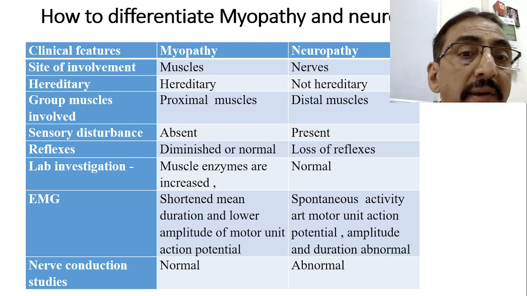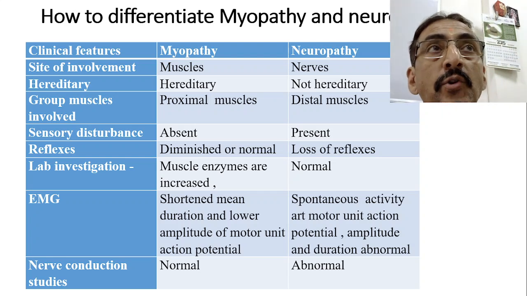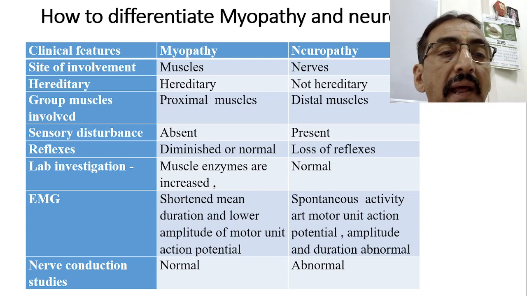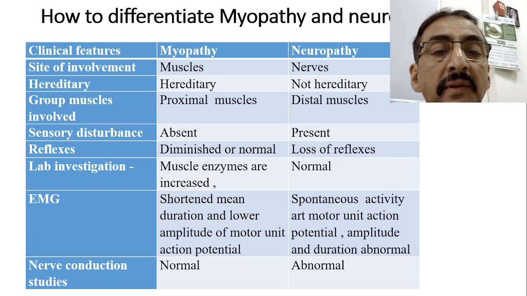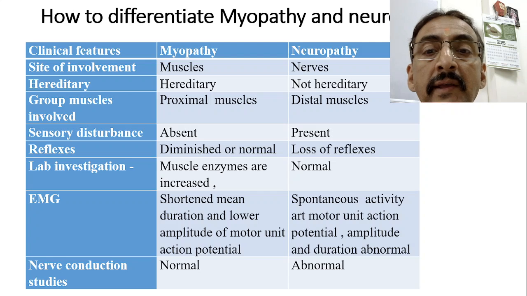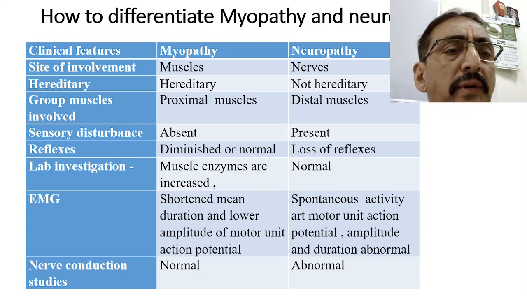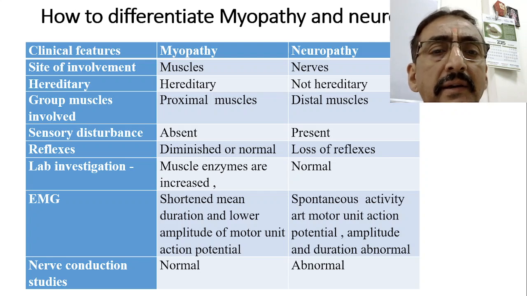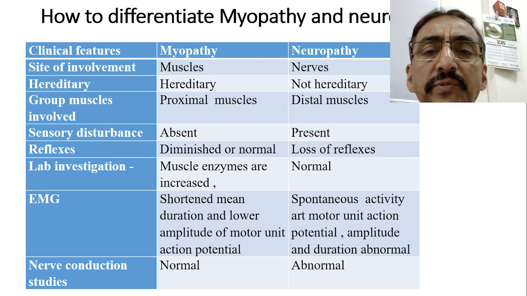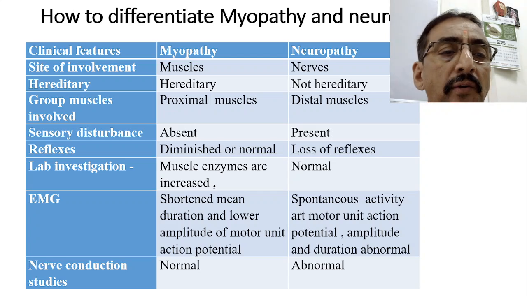Then talking about lab investigation, for myopathy we commonly go for investigations like muscle enzymes, where we find the muscle enzymes are increased. Whereas in neuropathy, if you go for lab investigations like muscle enzymes, muscle biopsy, etc., the muscle looks normal because the problem is only in the nerves.